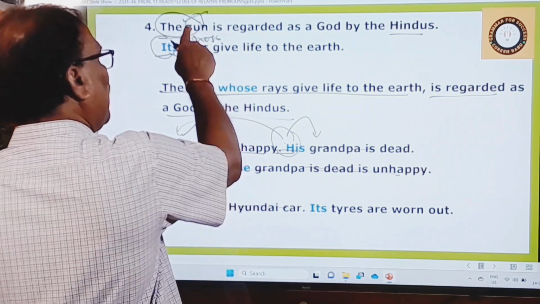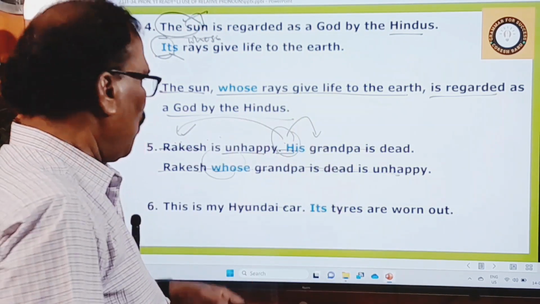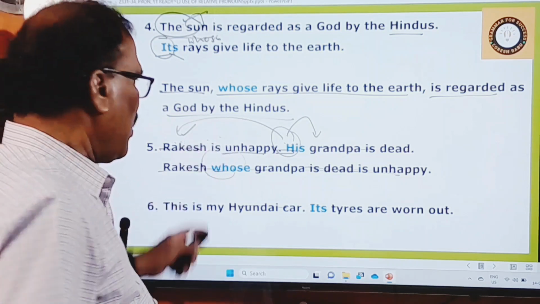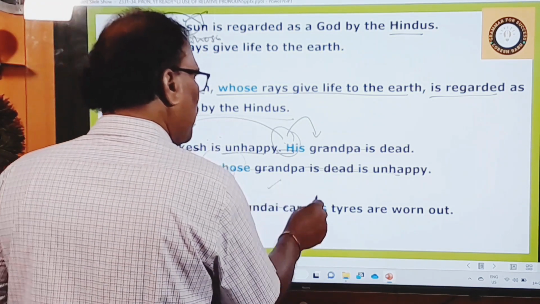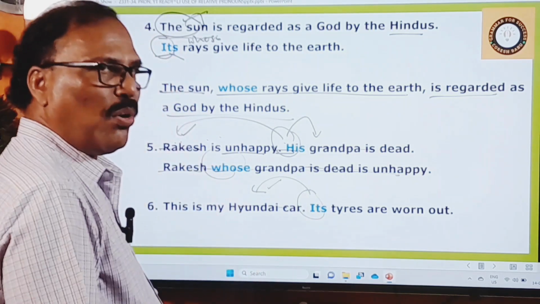Okay, here also it comes under thing. So whether it is persons or places or things, we use only whose. Whose is used with all these persons, places and things. Here Hyundai car is a thing, and it is referring to this Hyundai car. So instead of its, what should we use? Whose we have to use.